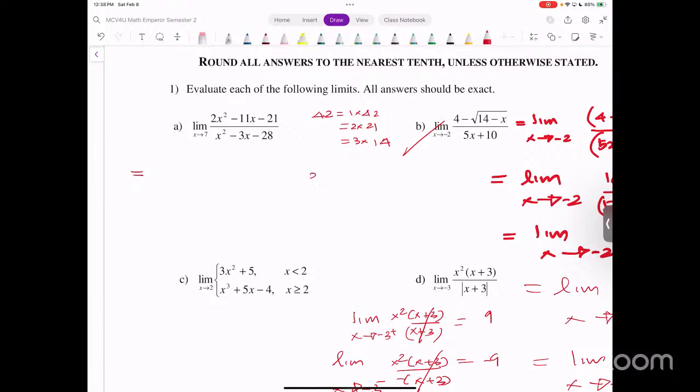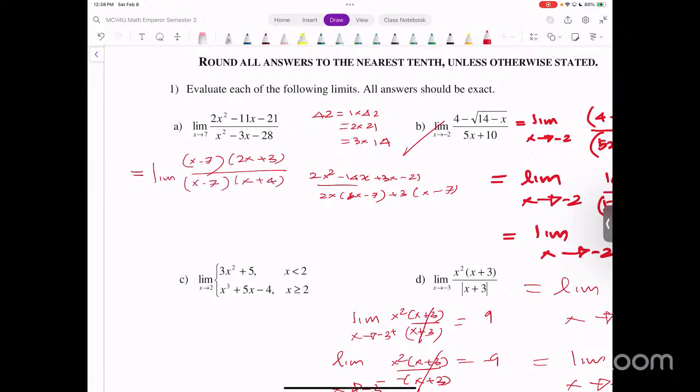So I can rewrite it as 2x squared minus 14x plus 3x minus 21. 2x is a common factor: 2x times (x minus 7), plus 3 is a common factor: 3 times (x minus 7). So you can say x minus 7 times 2x plus 3. And 7 times 4 is 28, so x minus 7 times x plus 4.